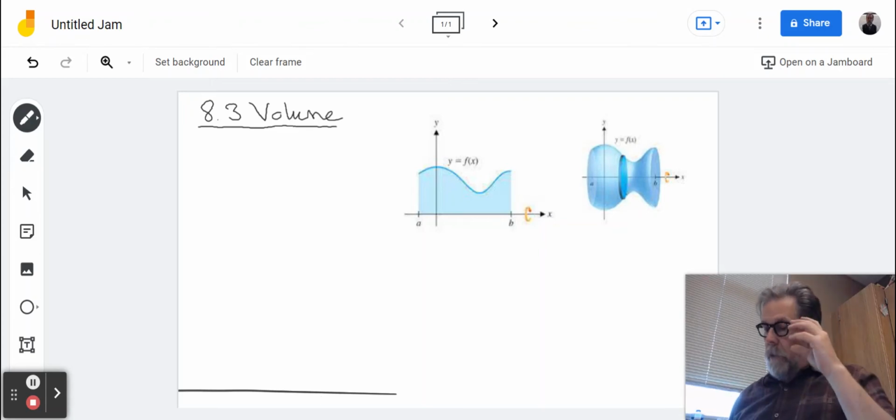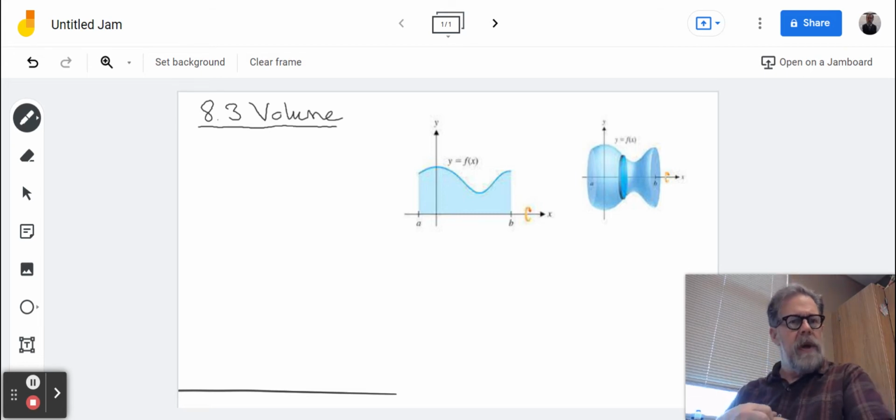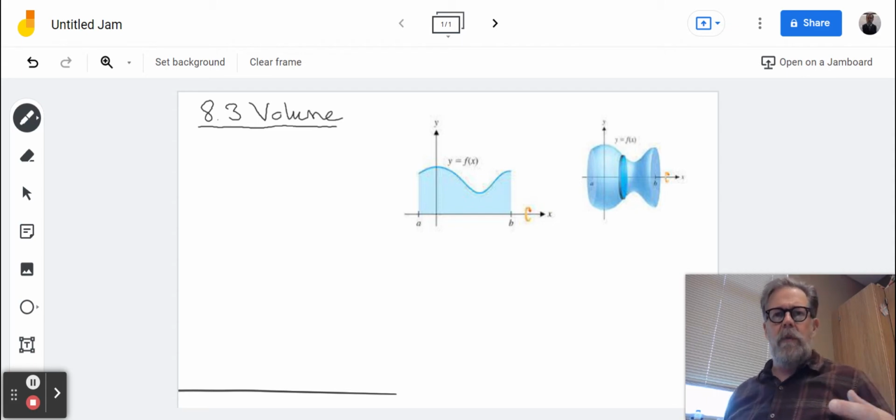All right, welcome back. We are in chapter 8.3 of our book, which is talking about volume. And we're going to be talking about five different ways to calculate volume. Or let me rephrase that, five different scenarios. The strategy is going to be very similar on all the ways. But let's start by talking about the most basic.